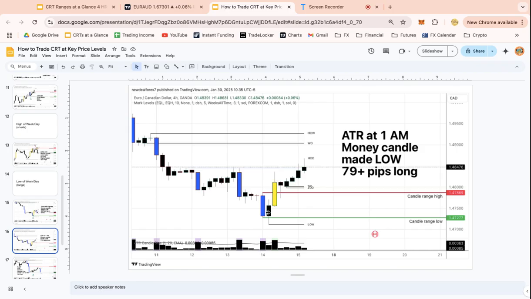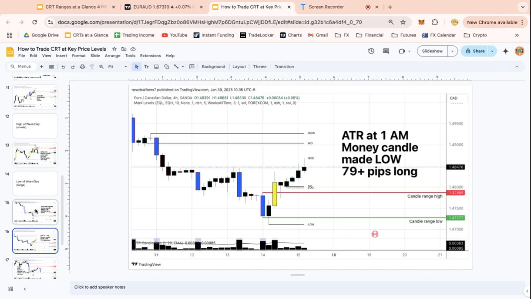A key takeaway here as well. See this money candle, and see how it says LOW right there. If this is a key point, remember this. What I'm about to say is going to put some serious money in your pocket if you let it. If the money candle makes the low of the week or the high of the week, your chances of success are going to skyrocket.